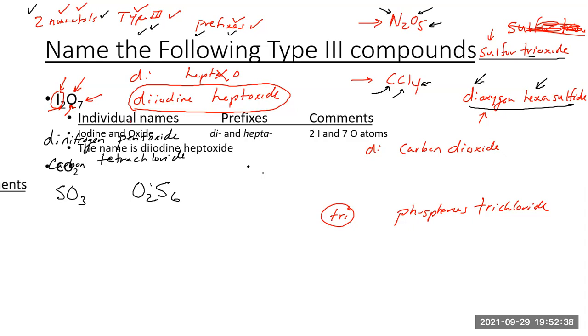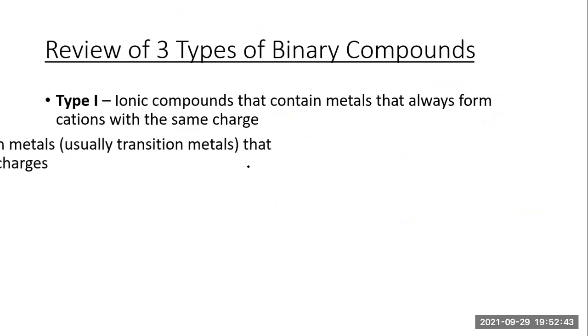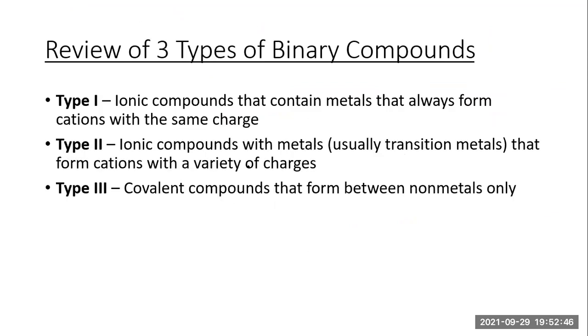All right, then let's talk about the last type of naming here after we look at the review of the 3 different types we talked about up to here. Type 1, again, are metal, non-metal, ionic. Metal is in group 1, 2, 3, zinc, cadmium, or silver. Whole name of metal, non-metal IDE, no Roman numerals, no prefixes. Type 2, metal, non-metal, ionic. Metal is a transition metal with a variable charge. Whole name of metal, Roman numeral for the charge on the metal. Non-metal IDE, again, no prefixes.